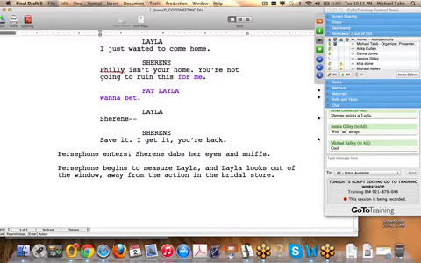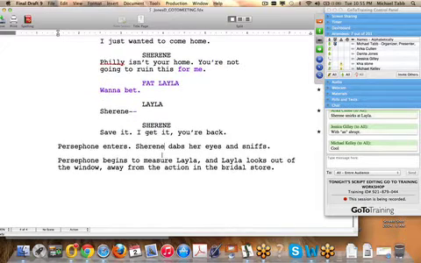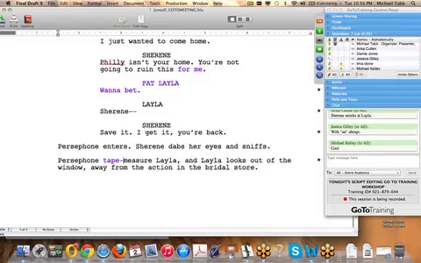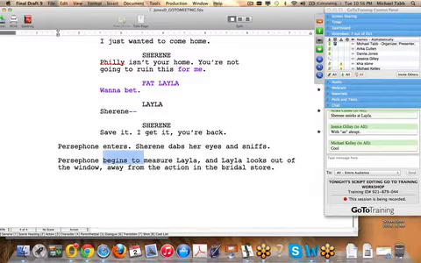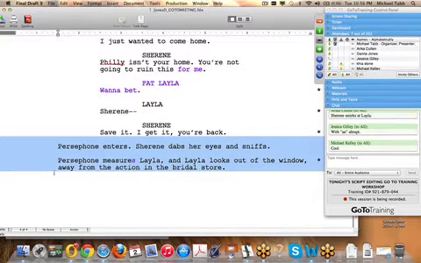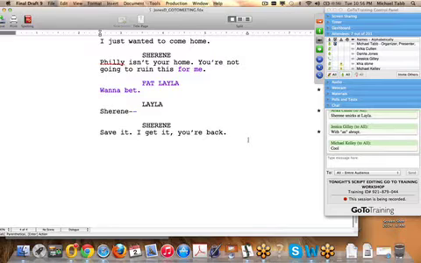All right. Persephone enters. Shireen Debs begins to. Nope. That doesn't work. Yeah, and they would assume it was with a tape measure because they're in a bridal shop. Yeah, totally. Measures Layla. Yeah, I saw that coming.